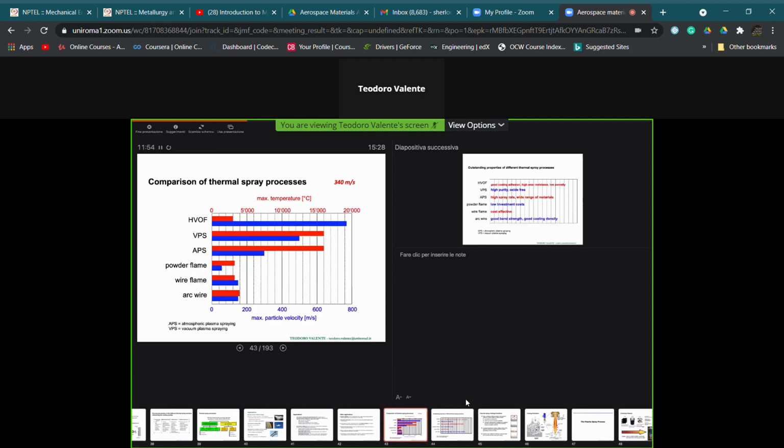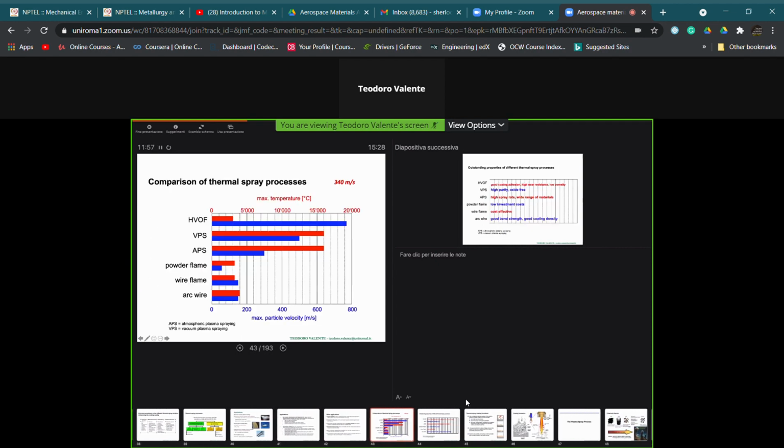Now, let's have a look just at the fourth part of this diagram. In order to enter a little bit into our topic, the fourth part is this one, where I have reported the two most important processes for our application, as we have discussed before: combustion-based processes, that is the high-velocity oxygen fuel processes, and plasma spray processes, which are divided here into the two most common technologies. They are not the only ones, but they are the two most common technologies available.